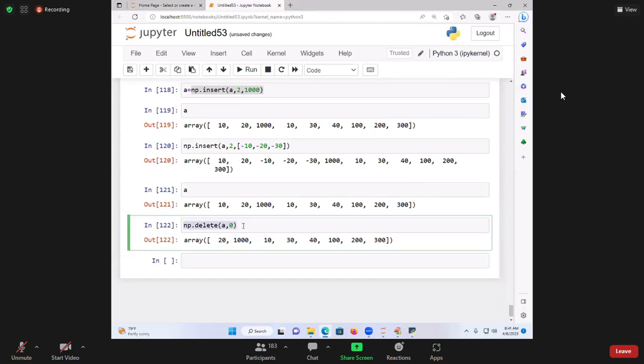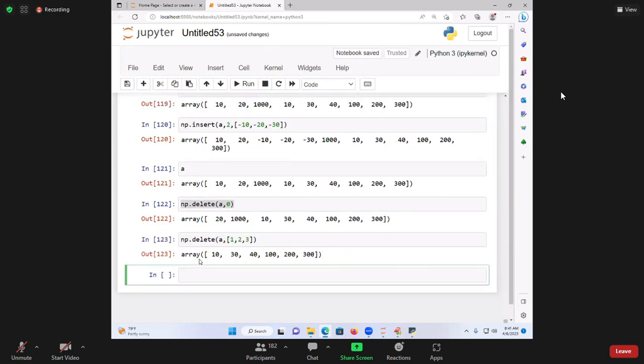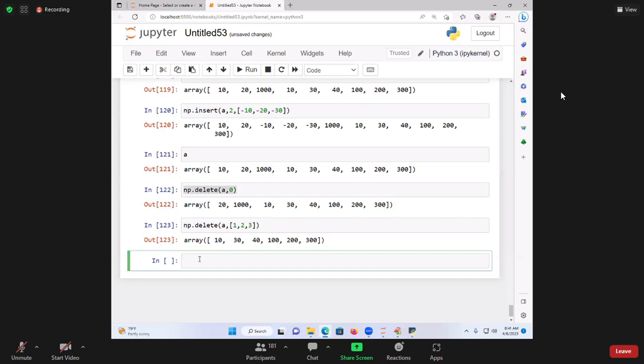How do you remove that? You say np.delete, a comma, 1 comma 2 comma 3. Yes, gone. 1000 gone. 10 gone. 0, 1, 2, 3. What is available? 3 gone. 0, 0, 1, 2, 3. How come it is coming? 30.